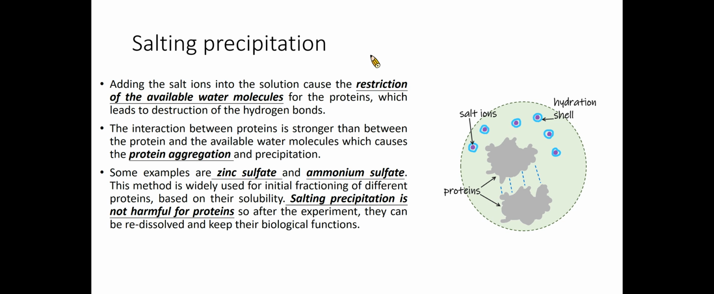Zinc sulfate and ammonium sulfate are the typical salts used for the salting precipitation. For mass analysis, we prefer to use volatile salts to avoid clogging the ion transfer tube. Salting precipitation can keep the protein intact, so it is widely used in biological experiments.